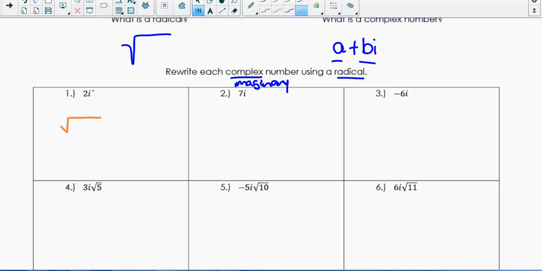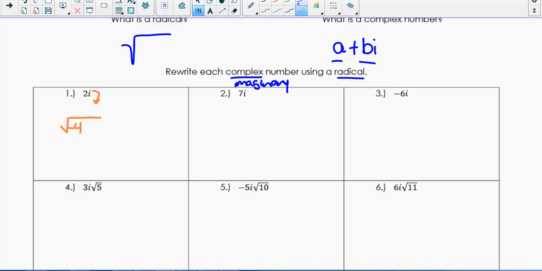Well, in order to make this go under the radical, I do the opposite of what we did before. Before, to take it out, we did the square root, so now we want to square it to go back in. So 2 squared is 4, and in order to make it an imaginary 2i, I'd have to be taking the square root of a negative. So the square root of negative 4 is 2i.